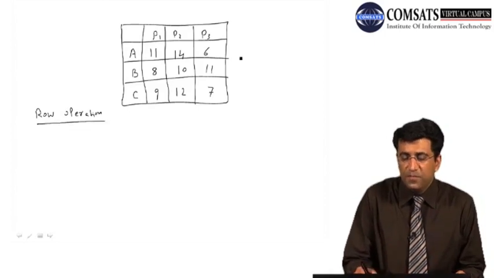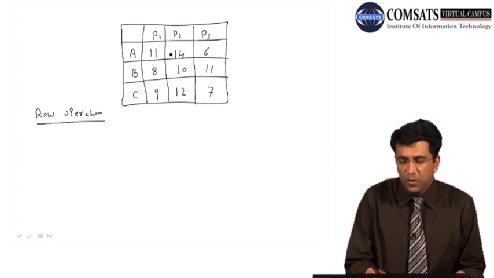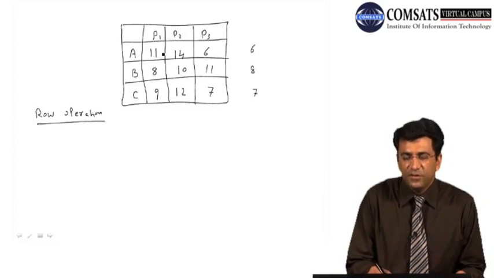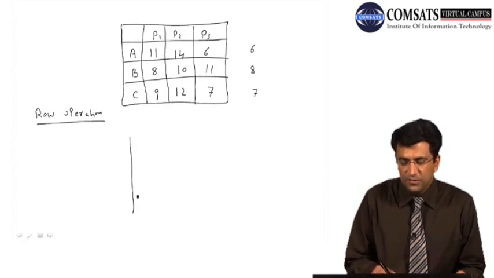That is, find out the minimum value out of each row. Now out of this row, the minimum value is 6, so I am writing this 6 here. The minimum value from this row is 8, so I am writing 8 here. The minimum value is 7, so I am writing 7 here. Now what we will do, we will subtract this minimum value from each of these relevant rows. So let's do this row operation.